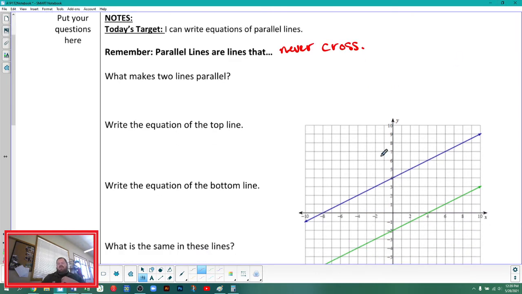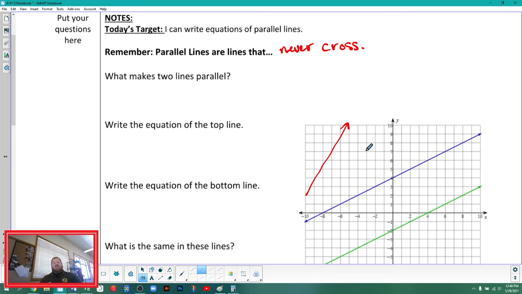Because I have plenty of students that would argue, sure, I've got this blue and green line here. Well, this red line never crosses either one of them. But it would eventually, right? If I continued that line, it would eventually cross both the blue and the green line. This red line is not parallel to the other two.